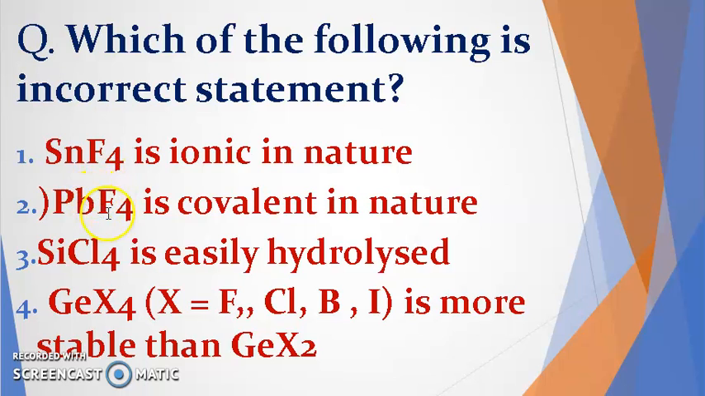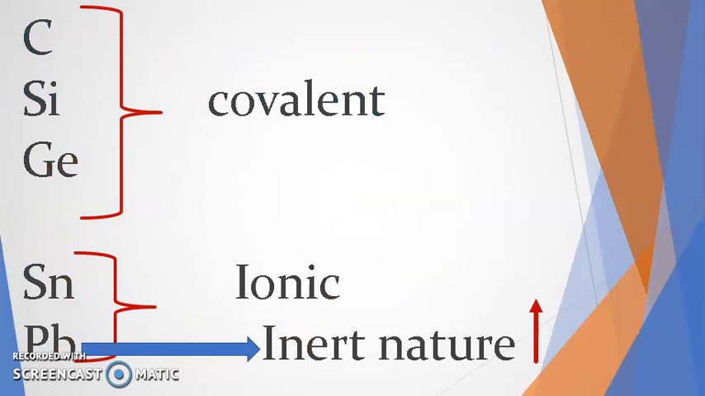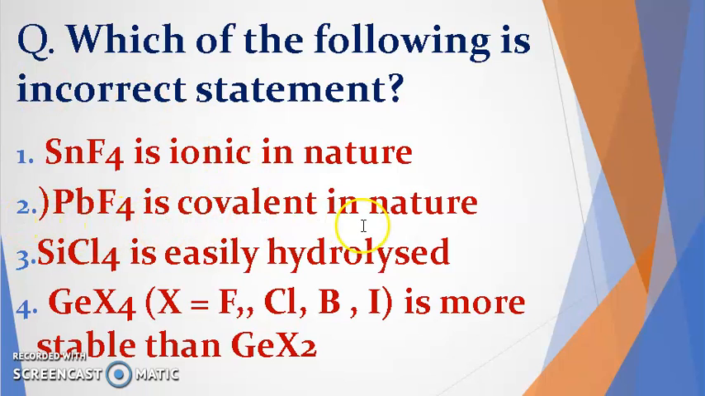Right. So fluorine has more electron density. But I have said here that PbF4 and SnF4 are ionic in nature, correct? But in the option they have given us, PbF4 is covalent in nature. So it is an incorrect statement. So the correct option for this question is the second one. PbF4 should be ionic in nature, but they have mentioned PbF4 is covalent in nature. So this is the incorrect statement for this particular question.